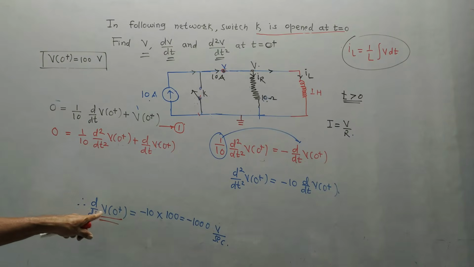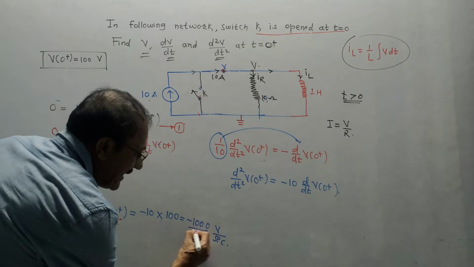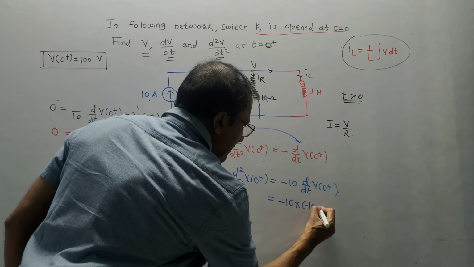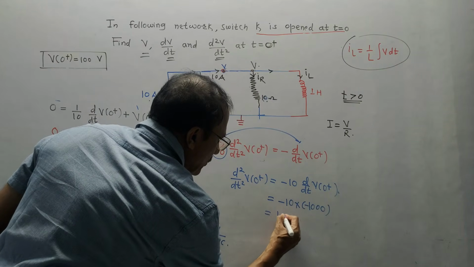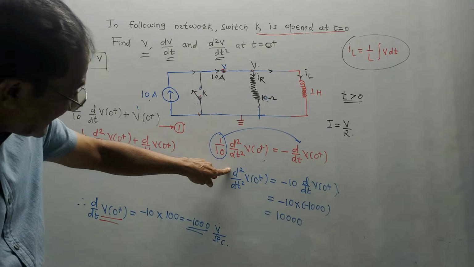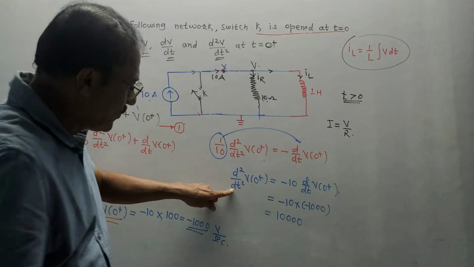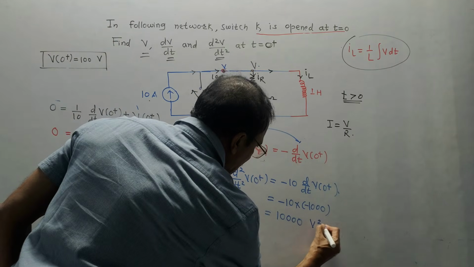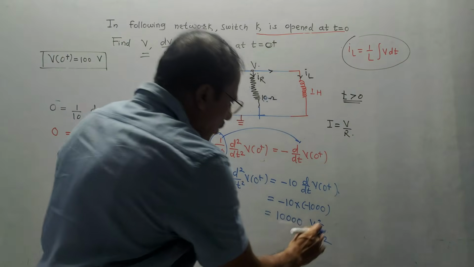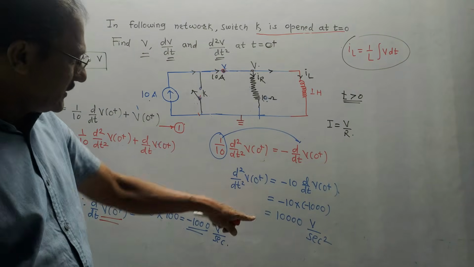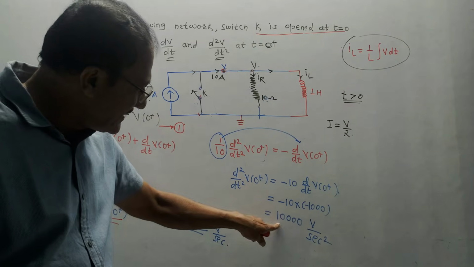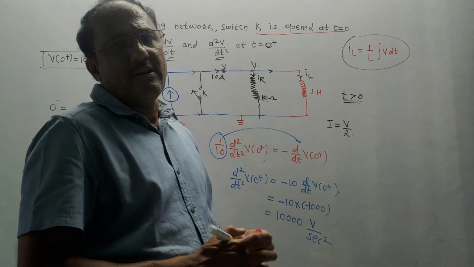We have the value of d by dt of v of 0 plus, that is minus 1000. So it becomes minus 10 into minus 1000, that is equal to plus 10,000. Minus of minus becomes plus. How to write the unit? It is d square v by dt square, so it is volt per second square. Not necessary to write volt square. So d square by dt square of v of 0 plus is 10,000 volts per second square.